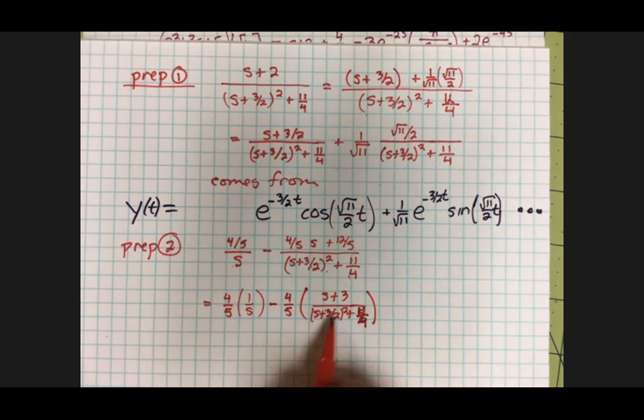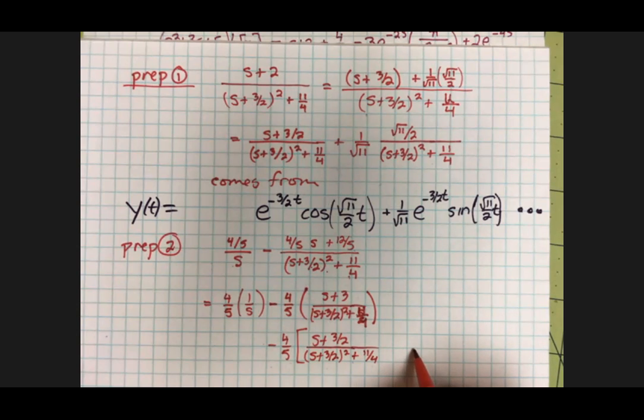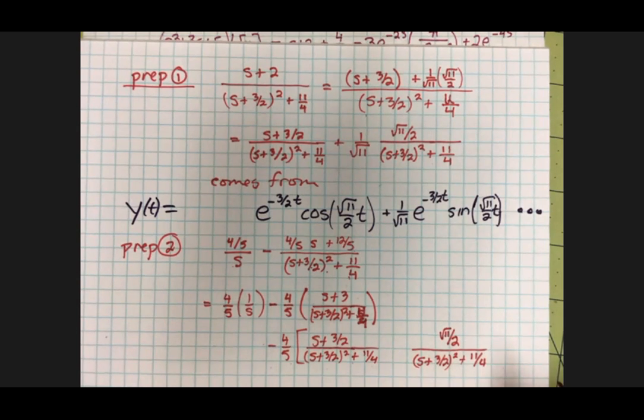Now I can break this s plus 3 into an s plus 3/2 plus 3/2. So s plus 3/2 squared plus 11/4. Now I want to have a similar term right here. S plus 3/2 squared plus 11/4, but I want this to be 3/2 on top to make that 3. But I don't want 3/2 on top. Technically, I want a root 11 over 2 on top. So how do I turn, this is how you think, how do I turn root 11 over 2 into 3 over 2? I multiply by 3 over root 11.